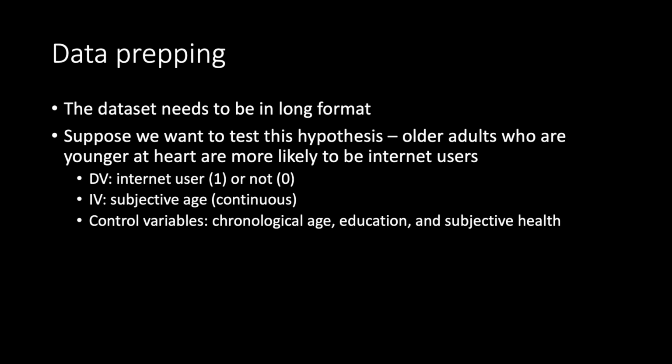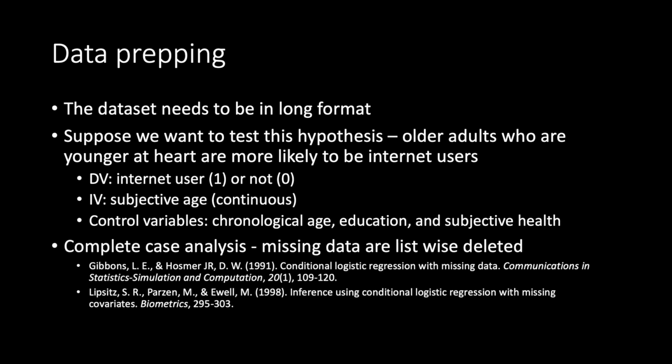On the other hand, subjective age does change over time, so we can put it in the model specification along with subjective health. We're going to do a complete case analysis. This means that people with any missing variables are taken out from the analysis. If your data are missing at random, there are some clever ways to salvage the observations. For more details, check out these 2 publications on the bottom.